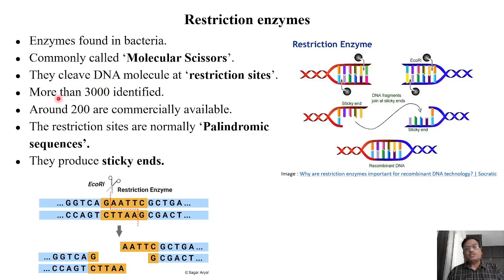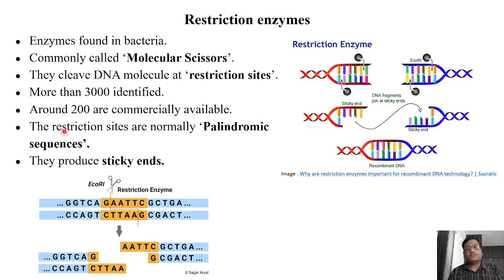And there are more than 3000 different types of restriction enzymes identified in different bacteria, of which around 200 are commercially available for gene manipulation techniques. So in genetic engineering, many enzymes are used depending upon the requirement. So depending on suitability and requirement, genetic engineering techniques utilize different types of restriction enzymes.